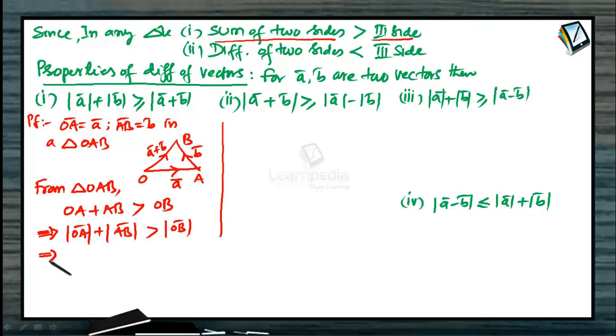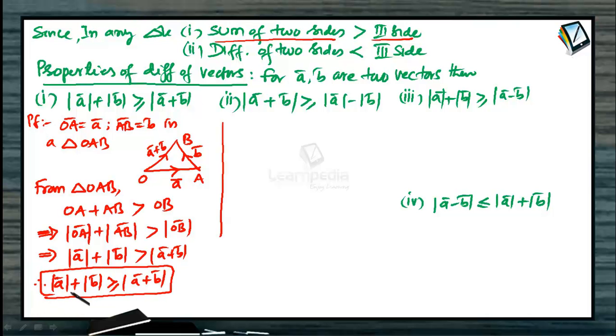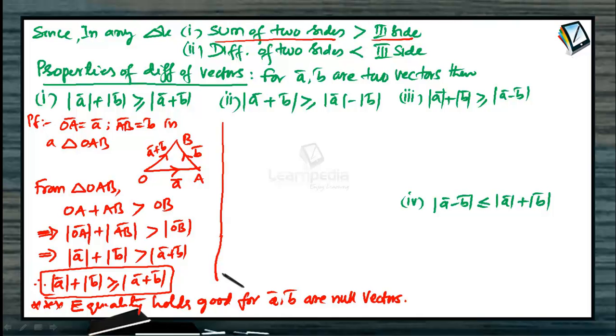That implies mod OA bar, which is A bar, plus mod AB bar, which is B bar, is more than mod of A bar plus B bar. Therefore we can conclude that mod of A bar plus mod of B bar is more than or equal to mod of A bar plus B bar. The equality holds good when A bar, B bar are null vectors.